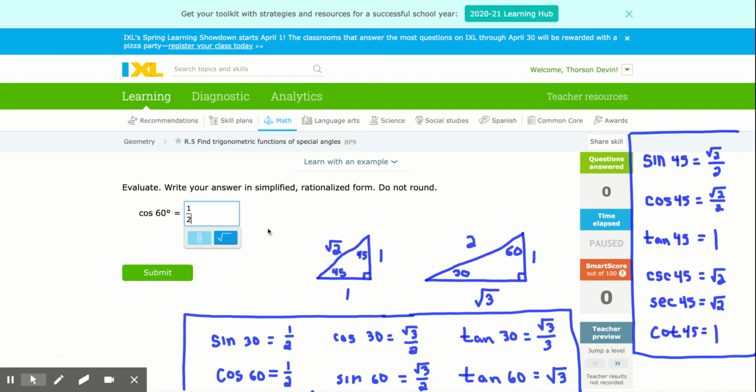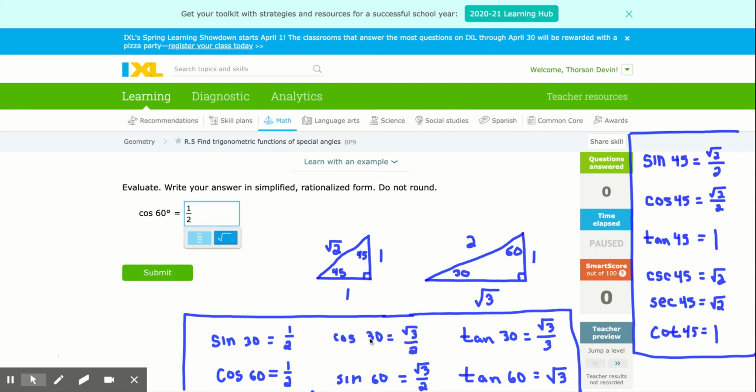So again, if you need to, pause this video, take the time to write these two special ratio triangles down, or write these down. Now, I didn't do the cosecant, secant, and cotangent of the 30 and 60 degrees, but remember that the cosecant is the reciprocal of the sine. So the cosecant of 30 would be 2. The secant, the reciprocal of cosine, is secant. The secant of 60 would be 2.